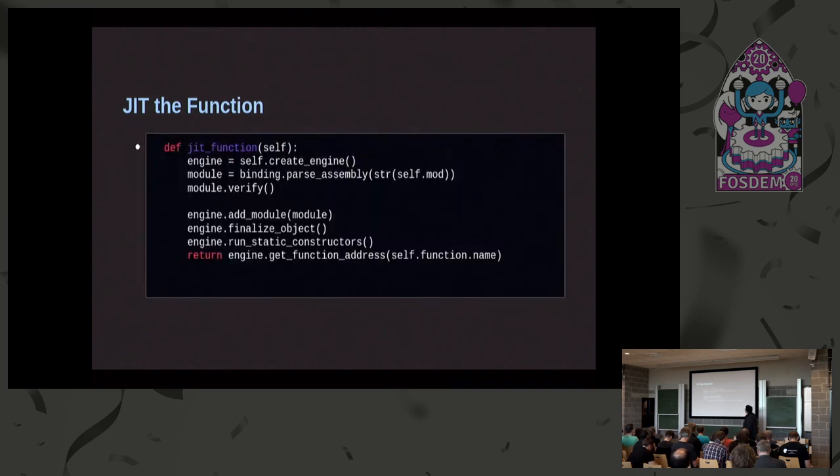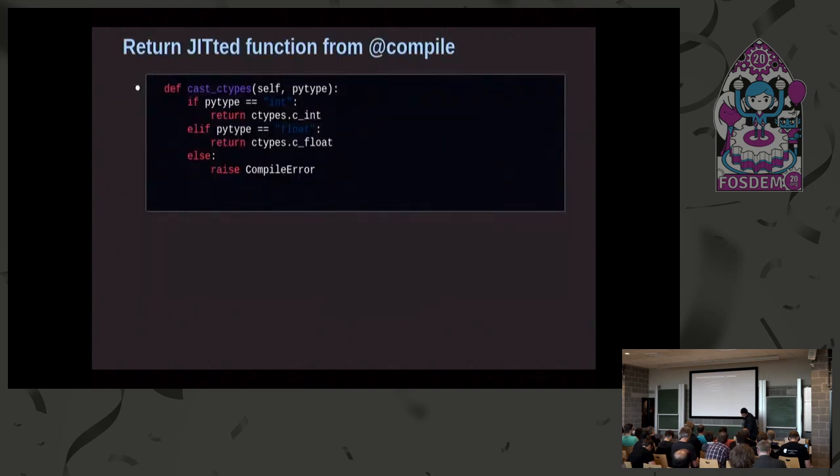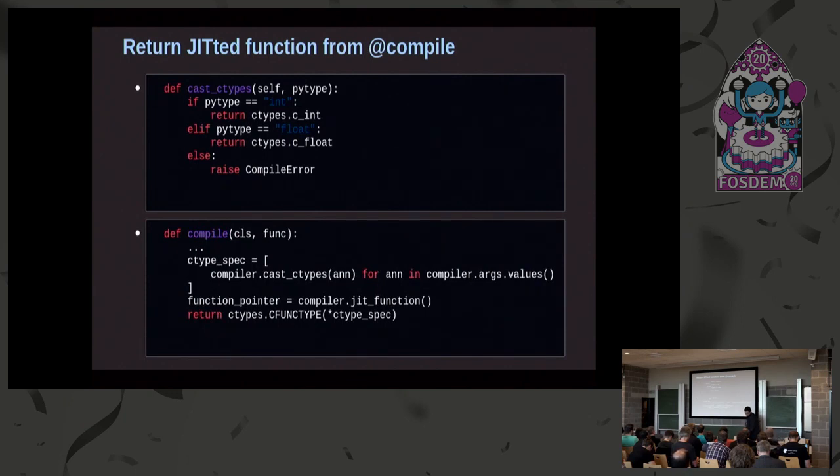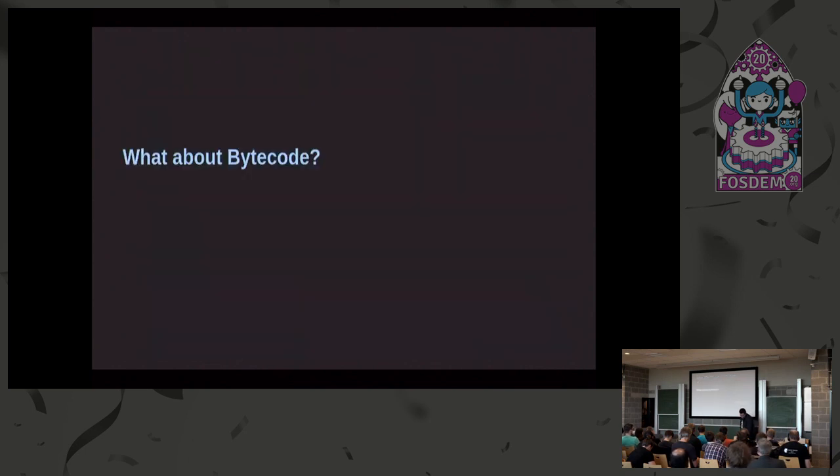This is the jitting part. We will create the engine with this method, and then parse our module and verify whether it's a valid intermediate representation or not. Then we will add that module to our engine, finalize and run the static constructors, and then we will get the function as a ctypes function pointer. So at the end, we will fetch that function's pointer and cast it to ctypes CFUNCTYPE. Python offers a way to access C functions with ctypes. So there's ctypes CFUNCTYPE, which takes a type spec, given here, and we will cast the function pointer to it.